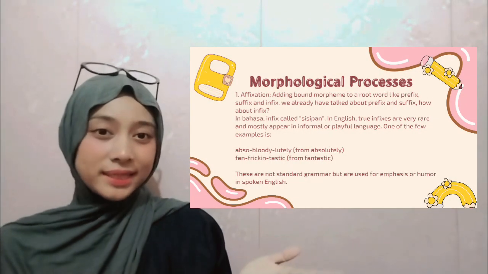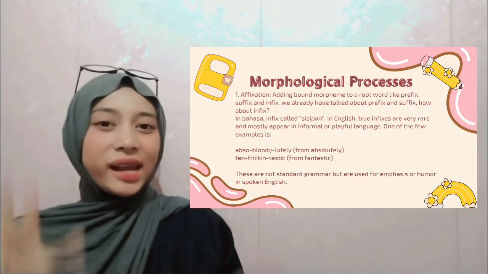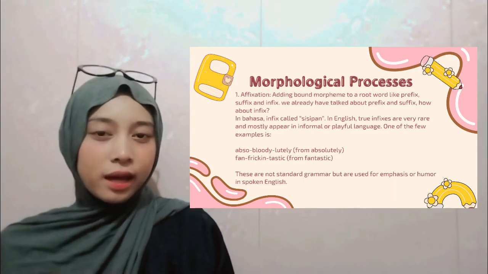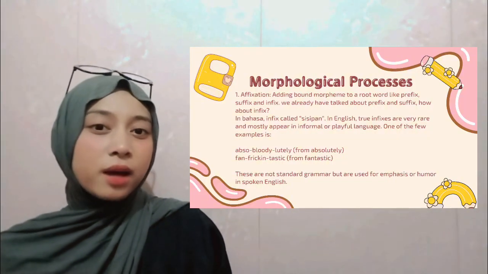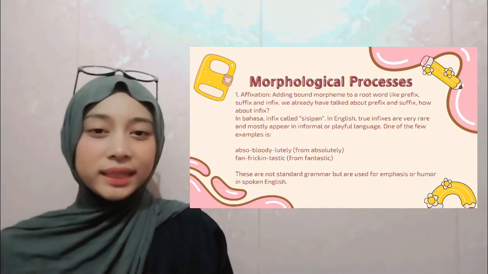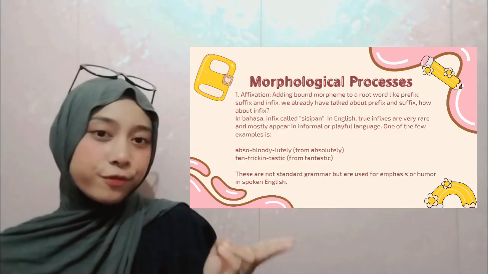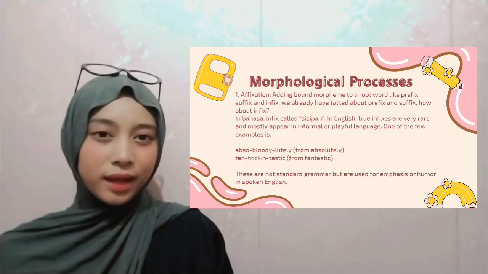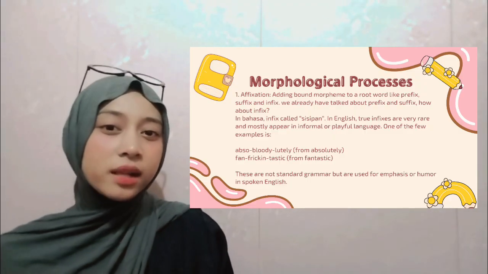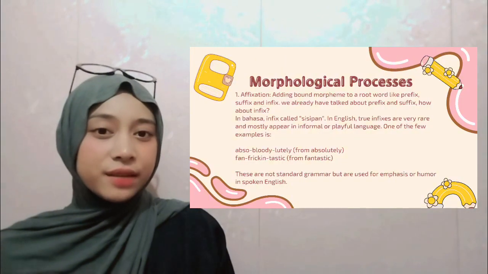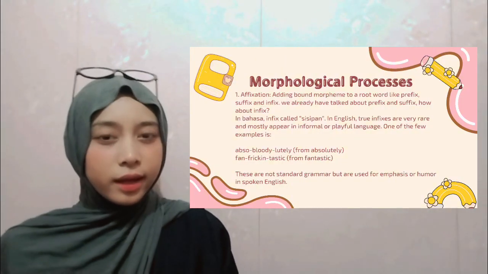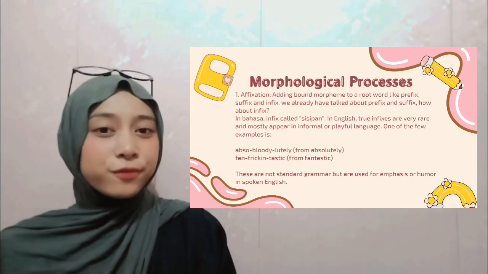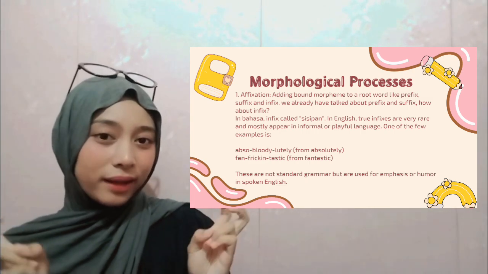Next, let's talk about morphological processes. There are 8 processes. First, affixation. Adding a bound morpheme to a root word, like prefix, suffix, and infix. We already have talked about prefix and suffix. How about infix? In Bahasa, infix is called sisipan.